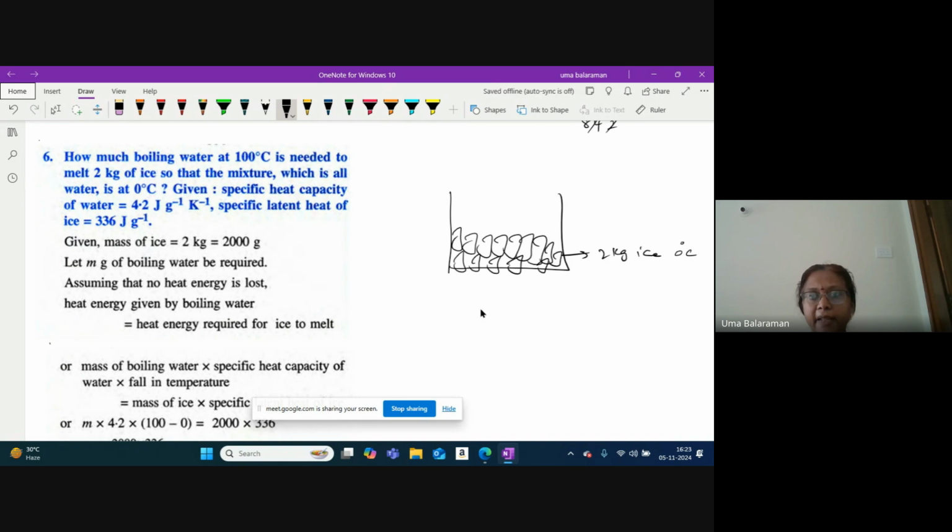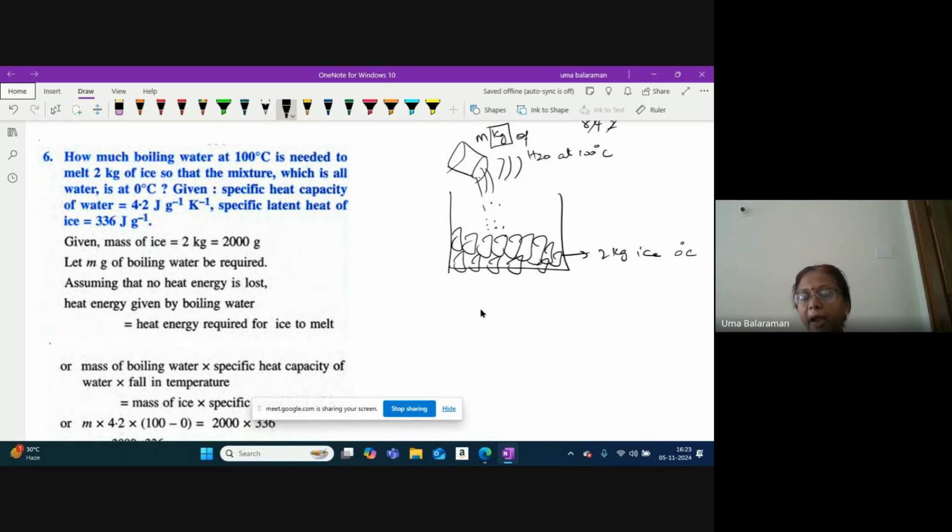Now we are adding boiling water to that. How many kilograms of water? m kg of boiling water. Boiling water is at 100 degrees Celsius.